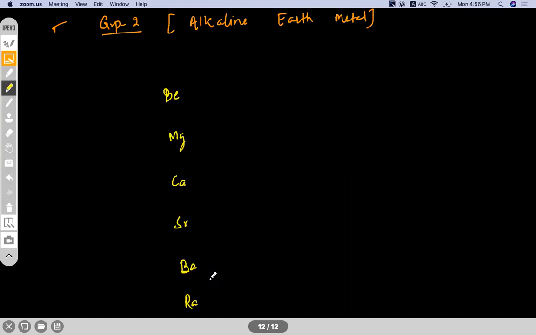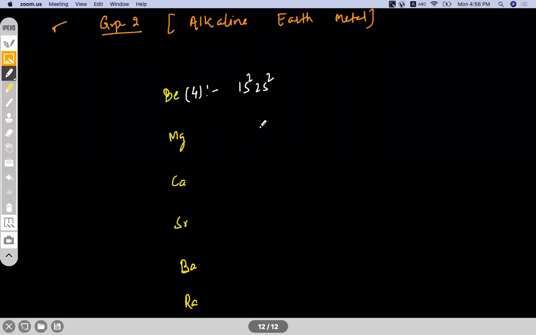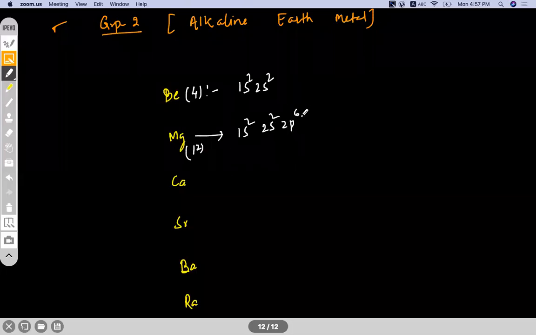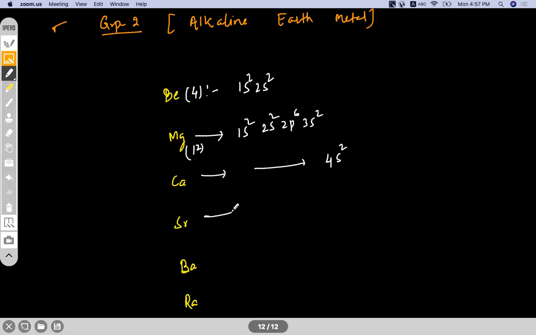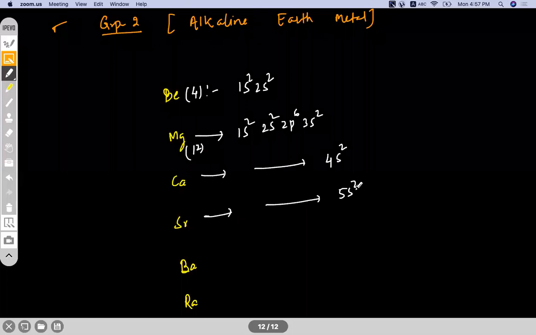Okay, these are the elements we have. If you look at the electronic configuration here, beryllium has four electrons, atomic number 4. So it is 1s2, 2s2 configuration. Okay, belongs to the second period. Magnesium belongs to the third period, atomic number 12. So it is 1s2, 2s2, 2p6 and 3s2. Similarly for calcium, it is 4s2 outermost configuration. Strontium, it is 5s2 and so on we will go, right?